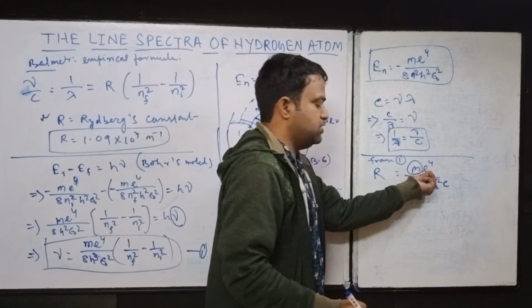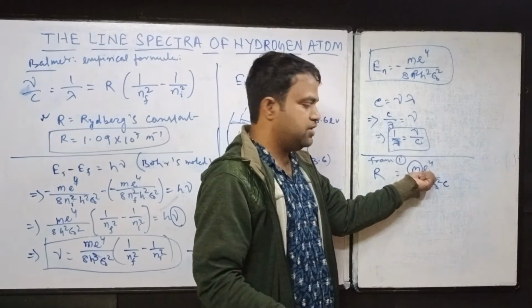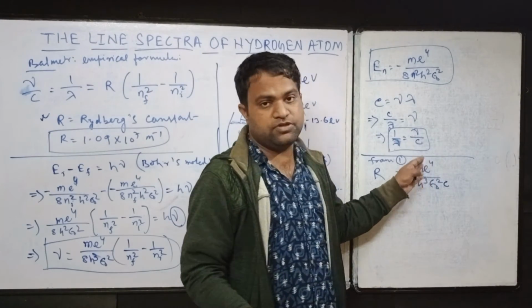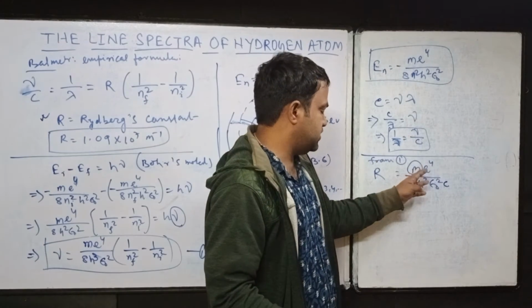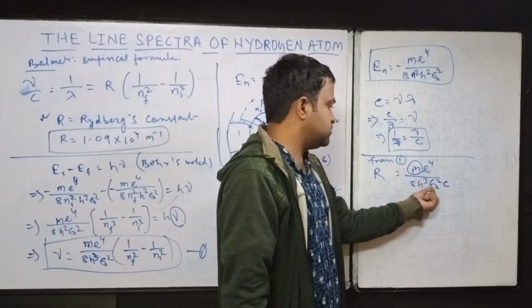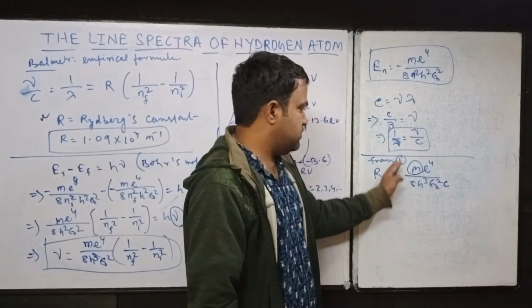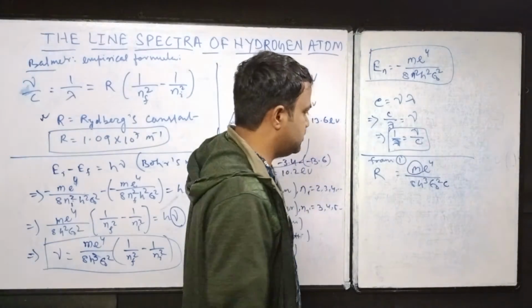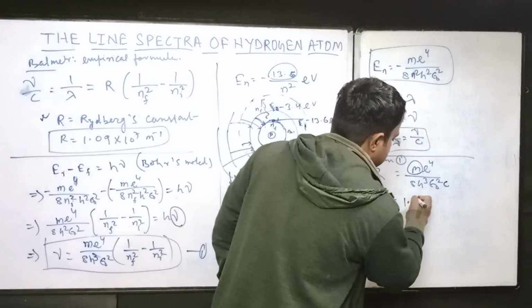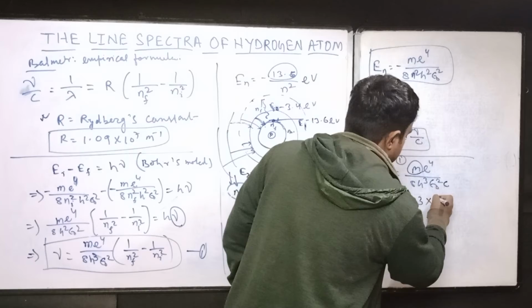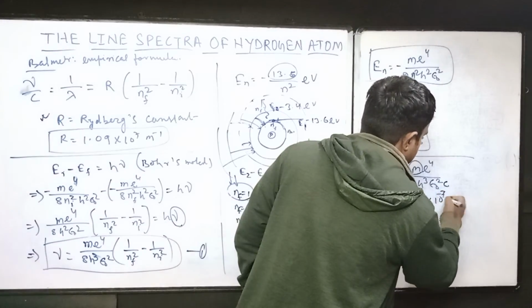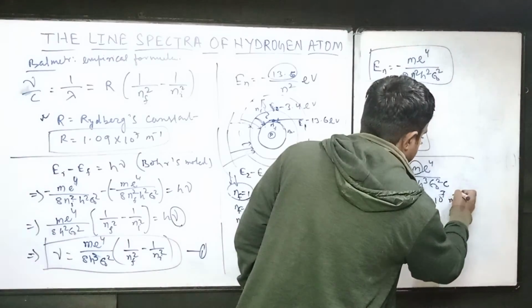When you put in all the values: charge of electron e is 1.6 into 10 to the power minus 19 coulomb, mass of electron is 9.1 into 10 to the minus 31 kg, epsilon naught, h Planck's constant, c speed of light. If these are all the constants and you just put them in your calculator, you will get that it should come up as approximately 1.03 into 10 to the power 7 meter inverse.